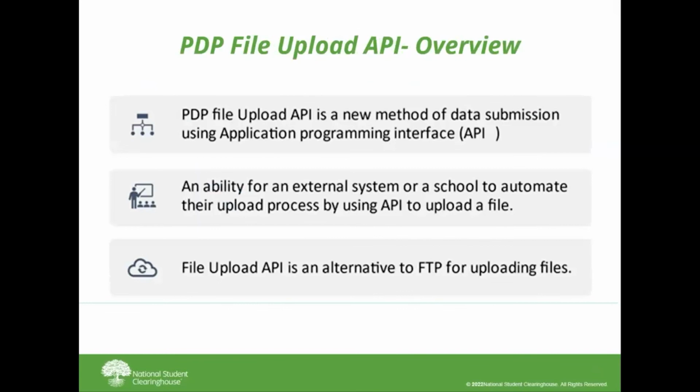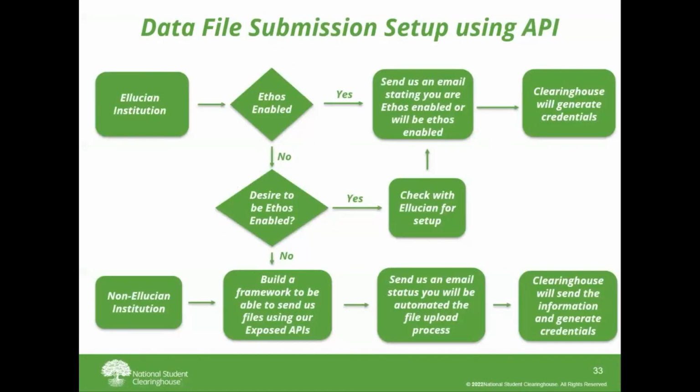As a PDP customer, you can transmit your course, cohort, and financial aid data as a file using the Secure FTP or File Upload API. Let's look at the API process. This is an alternative to FTP for uploading files. The File Upload Application Programming Interface, or API, is an automated secure data submission method of submitting your Postsecondary Data Partnership data files to the clearinghouse.